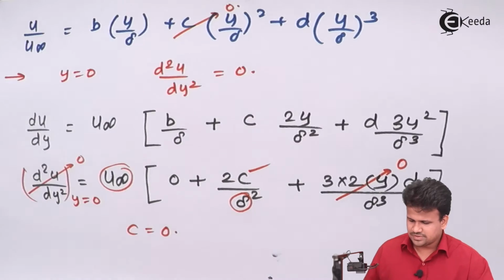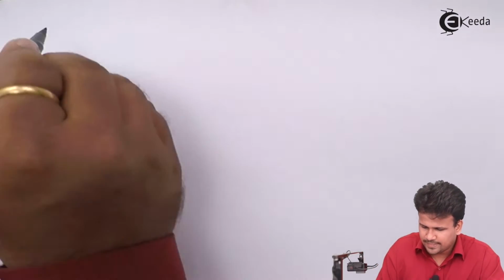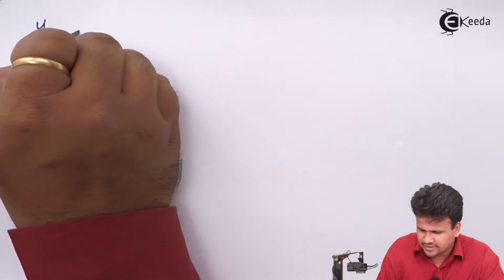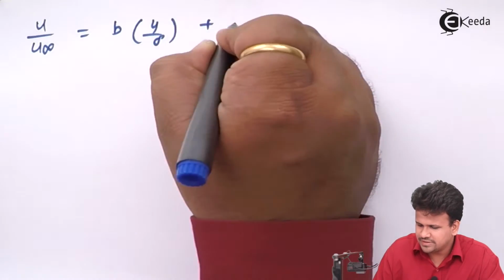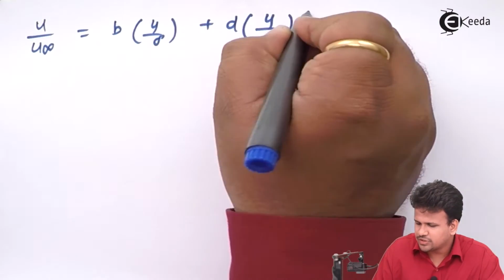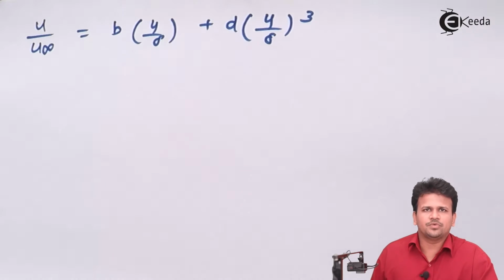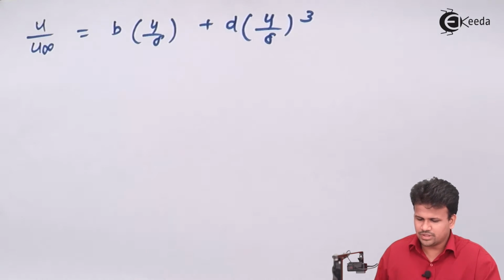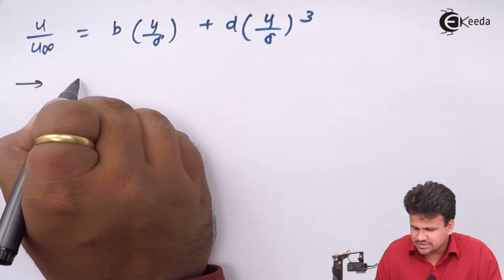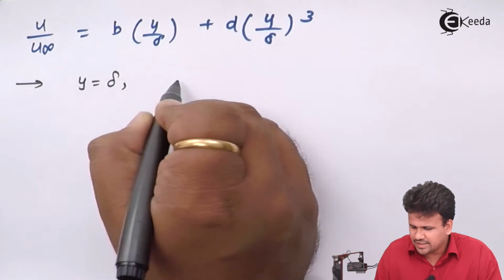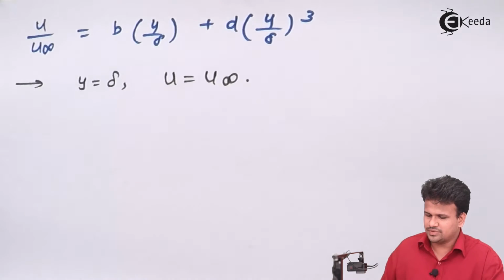Now the equation becomes u upon u infinity is equal to b y by delta plus d y by delta cube. So c value has been 0. So we have substituted the inner boundary conditions. Let us substitute the outer boundary conditions for this equation. Over here the outer boundary conditions are at y equals delta, u equals u infinity. So let us substitute this over here.